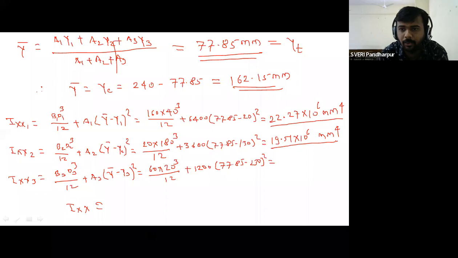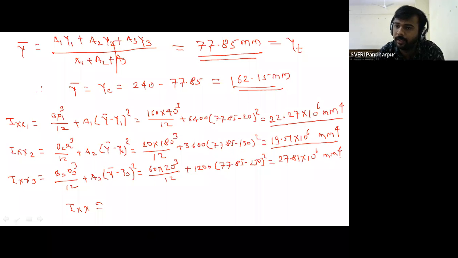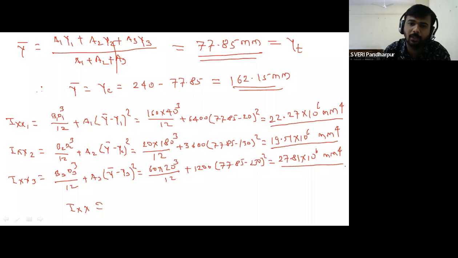So 22.27, or maybe sometimes you will get some other values after the point. Ixx3 is equal to 27.81 into 10 raised to 6 mm raised to 4. Check and verify your answers: Ixx1 value, Ixx2 value and Ixx3 value. Do the calculations and send me all the answers in the chat box.